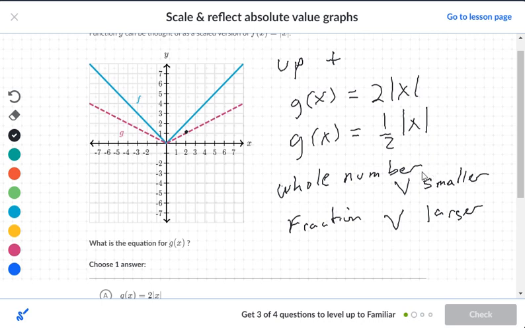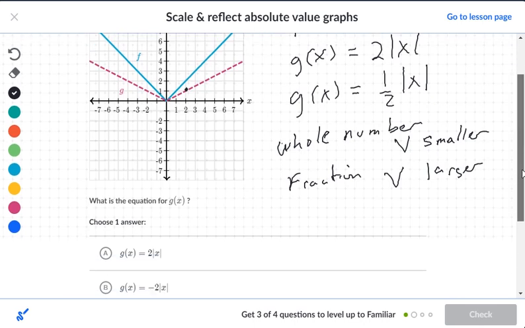But another thing to keep in mind is that when you're dealing with absolute values, whole numbers will make the V less wide, so it would be contained inside the original function. So the original absolute value was the blue. The new one is the red. And if you have a fraction, that tends to be wider. So here the original is the blue, so it's going to be on the outside of the original. So the fractions will make it larger and bring it to the outside. So our best choice here would be g of x is equal to 1/2 x.